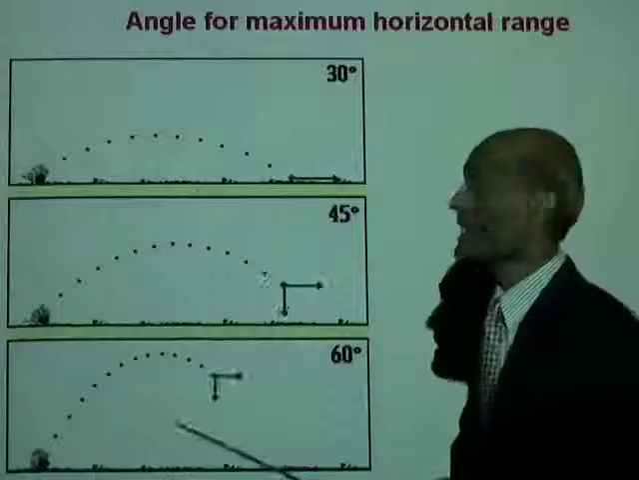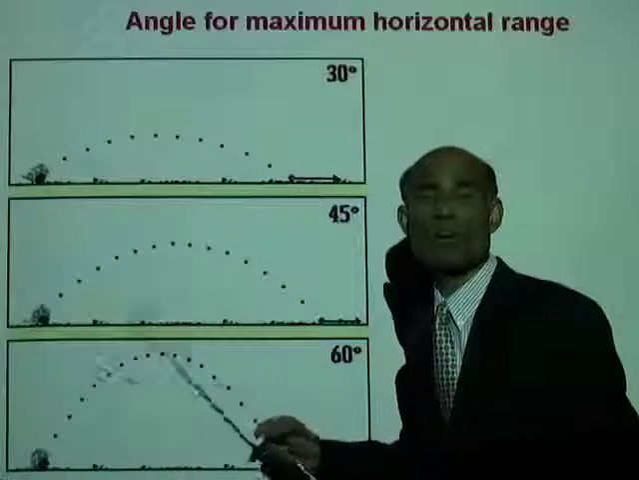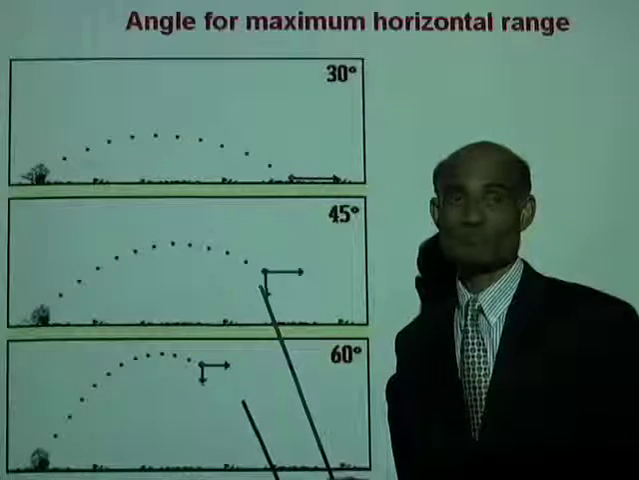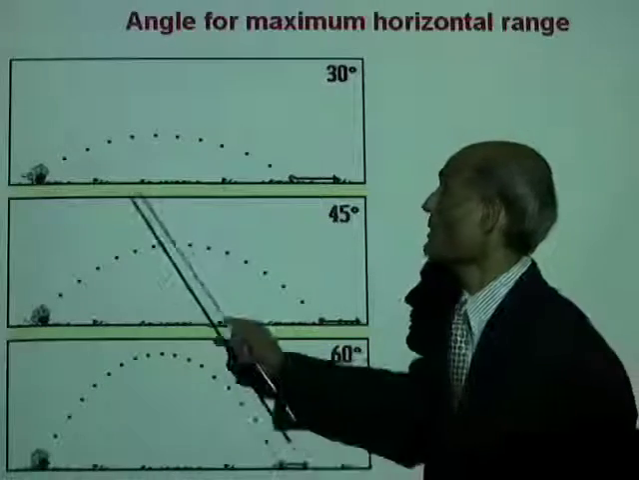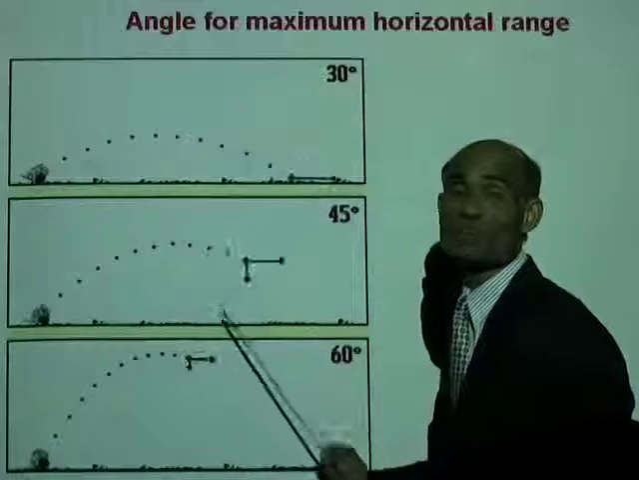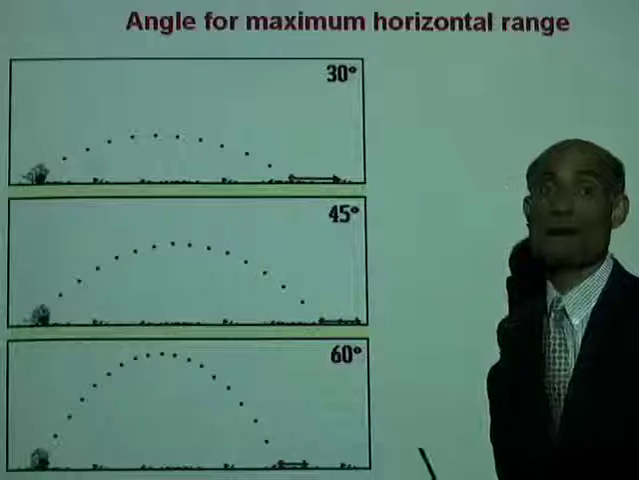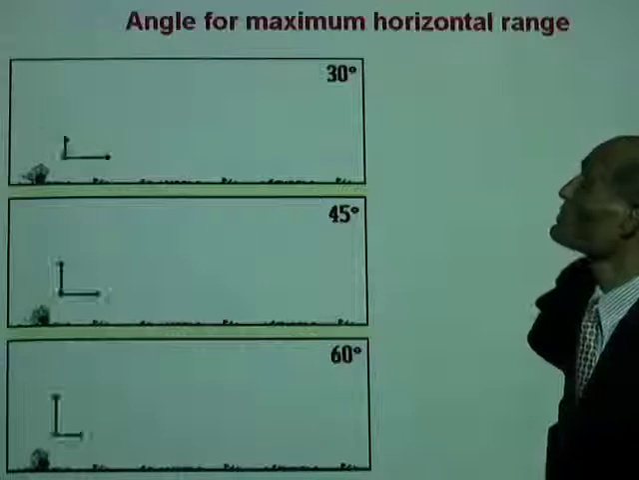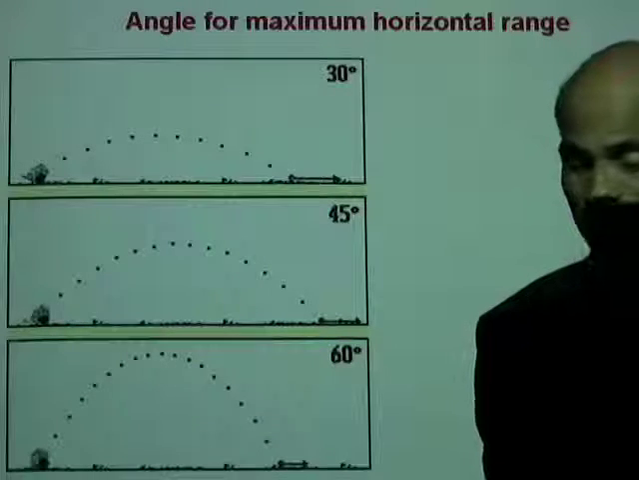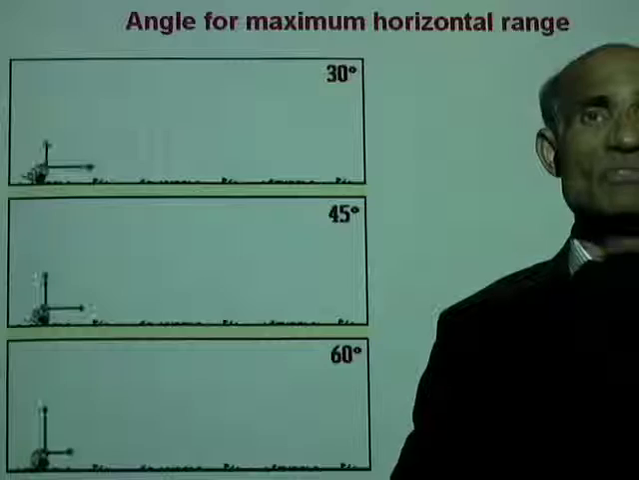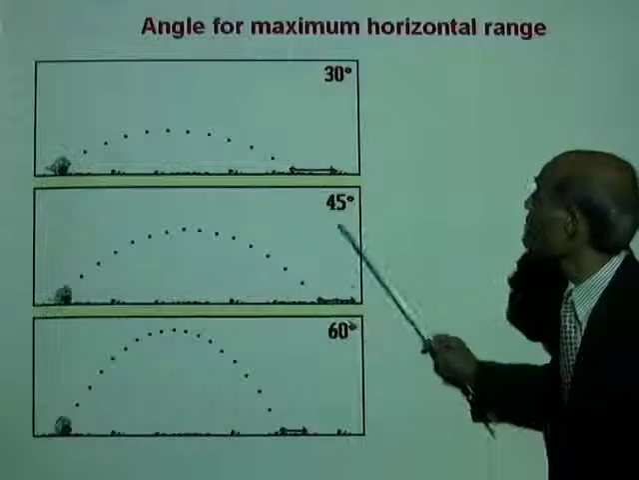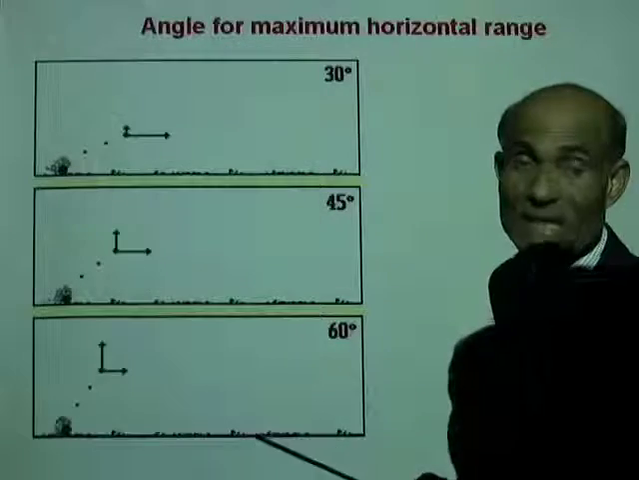Now here I have an animation of 3 angles of projection. The first one is 30 degrees, the next one is 45 degrees, and the last one is 60 degrees. Which of them gives you the maximum range? That's very obvious there, is that right? Well, obviously you can see 45 degrees gives you a better range.